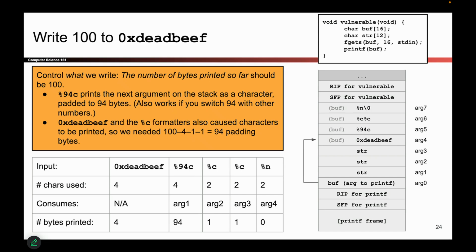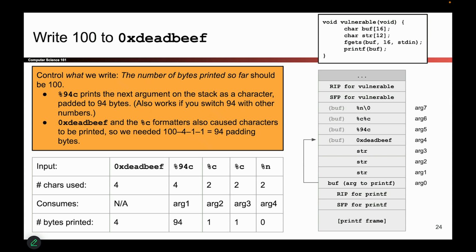OK, so we are halfway done. We have successfully gotten this printf function to write to the address deadbeef, because when printf sees this %n, the next unused argument on the stack is arg4. And it just so happens that I put the address deadbeef at the memory box corresponding to arg4.